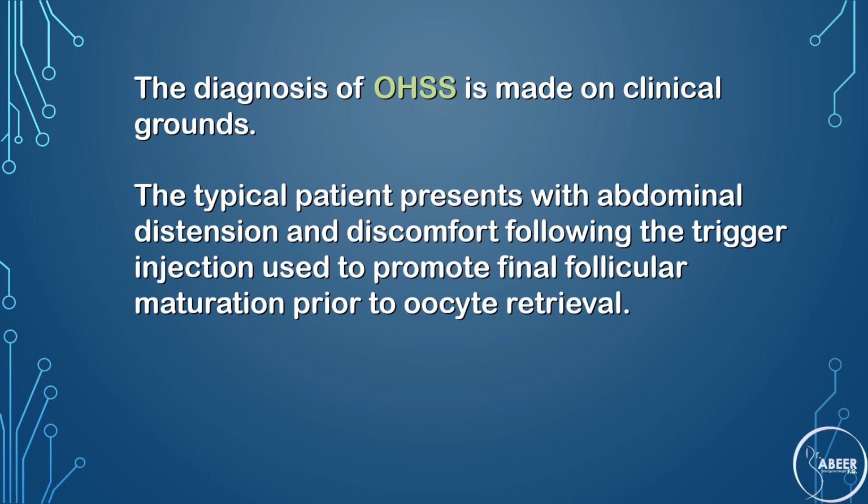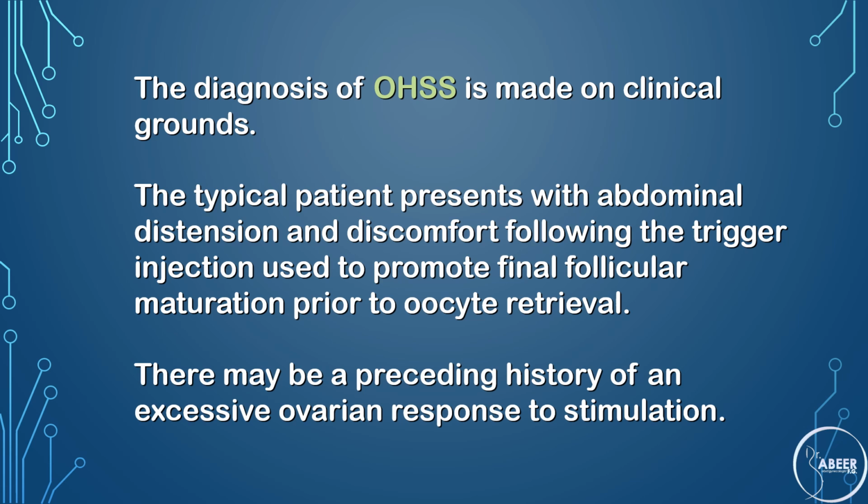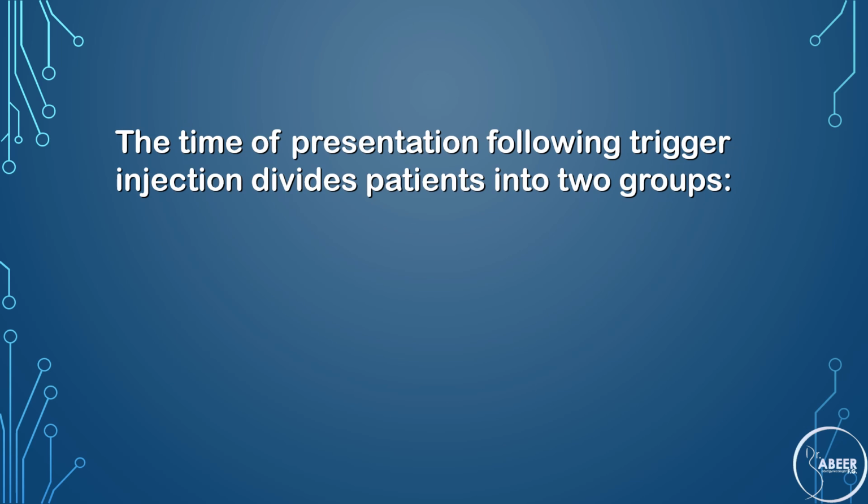The typical patient presents with abdominal distension and discomfort following the trigger injection used to promote final follicular maturation prior to oocyte retrieval. There may be a preceding history of an excessive ovarian response to stimulation. The time of presentation following trigger injection divides patients into two groups: early and late ovarian hyperstimulation syndrome.